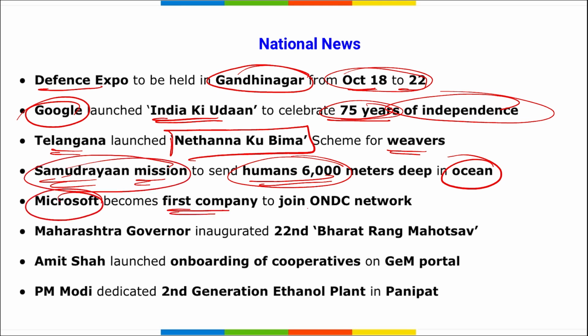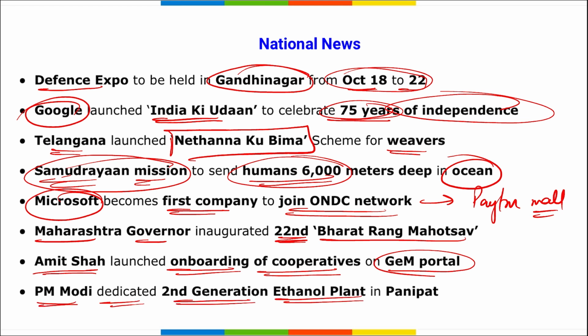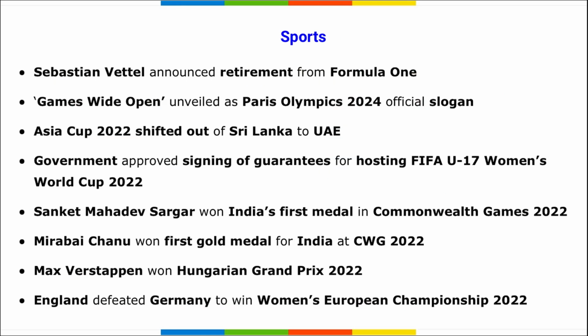Microsoft became the first company to join the ONDC network, and which is the first application to be launched on ONDC network? It was your Paytm Mall. Then Maharashtra governor inaugurated the 22nd Bharat Rang Mahotsav. Amit Shah launched onboarding of cooperatives on GeM portal. PM Modi dedicated the second generation ethanol plant in Panipat.